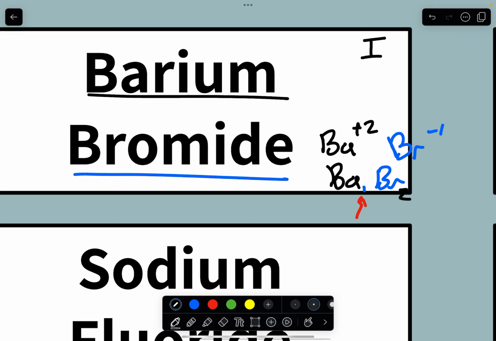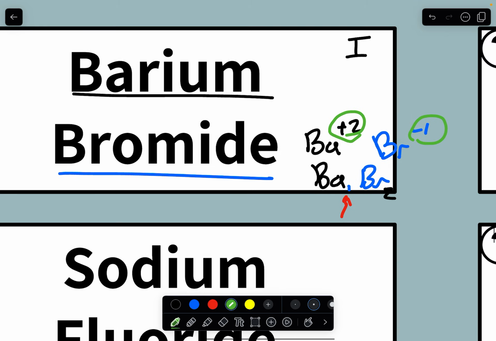And remember, these charges, I'm getting these from when we labeled the periodic table. We labeled the groups or the columns with a specific charge. That is the number I'm using there. So barium is in the second group, has a +2 charge. Bromine is in group 17, has a -1 charge.